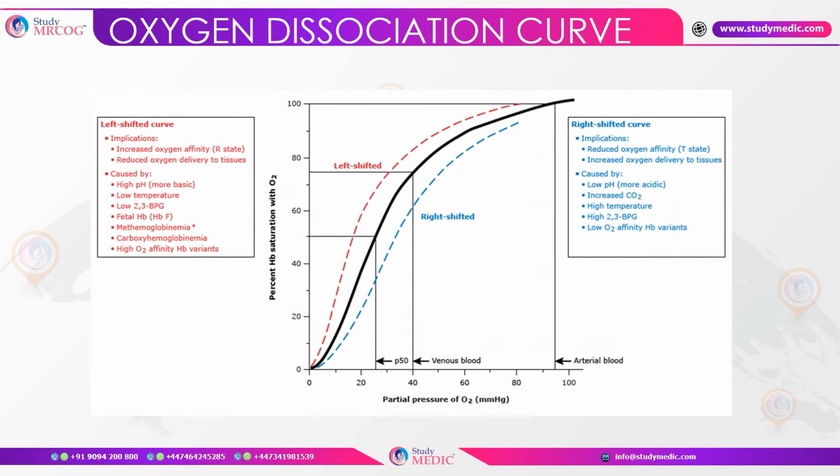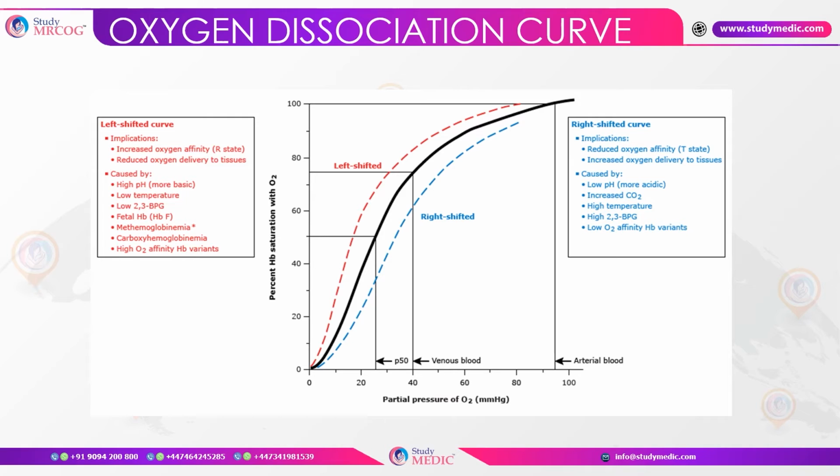Another important concept to remember is the oxygen dissociation curve. The oxygen dissociation curve is basically a representation of the partial pressure of oxygen against the percentage of hemoglobin saturation with oxygen. And we have to see the changes that cause the left side shift and the right side shift of this curve. A left side shift basically means that there is increased oxygen affinity, so less oxygen goes to the tissue.